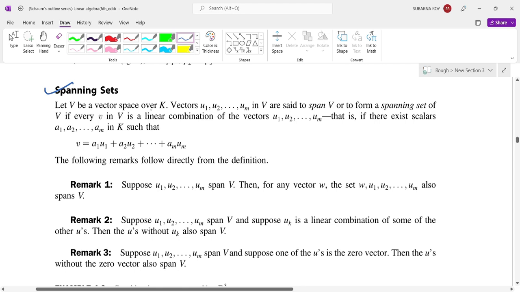Spanning set. Let V be a vector space over a field K. Then vectors U1, U2, ..., Um in V are said to span V, or to form a spanning set of V, if every v in V is a linear combination of the vectors U1, U2, ..., Um. That is, if there exist scalars a1, a2, ..., am in K such that v equals this. So vectors U1, U2, ..., Um in V are said to span V or to form a spanning set of V if every v can be written as this.